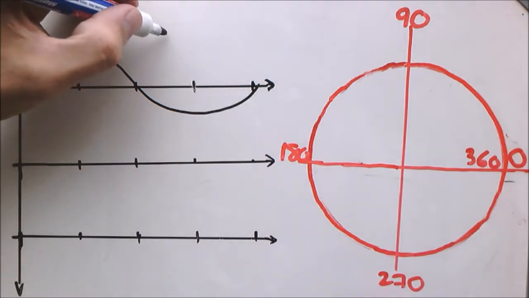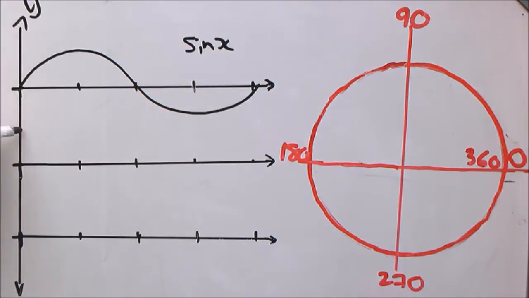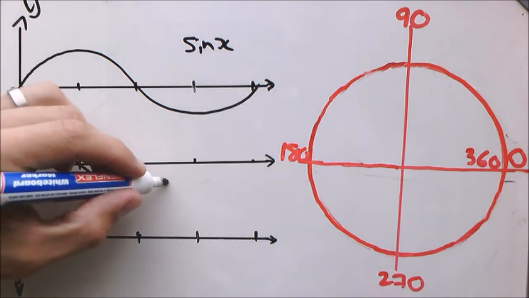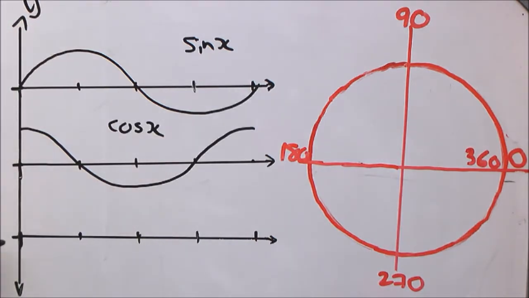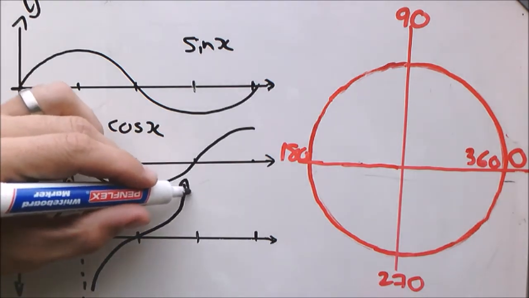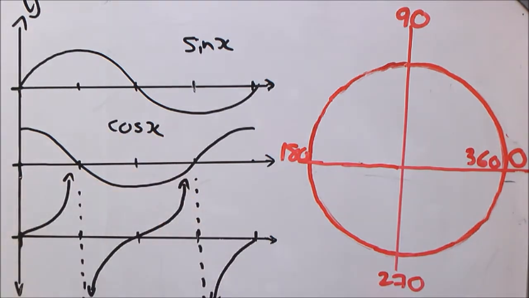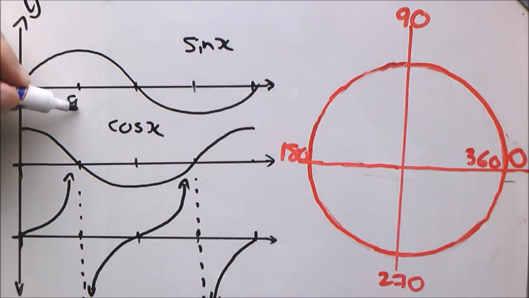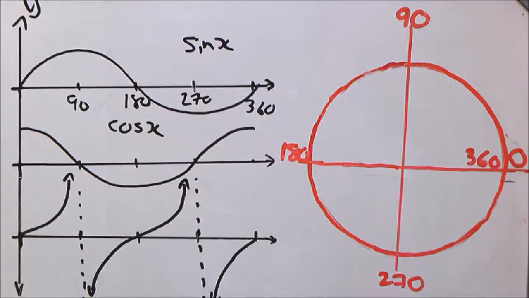So this is a sine graph, and then the cos graph, and then the tan graph. So this is 90, 180, 270, 360.